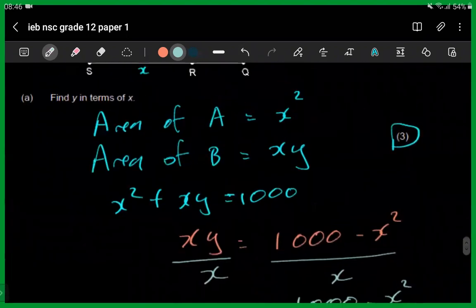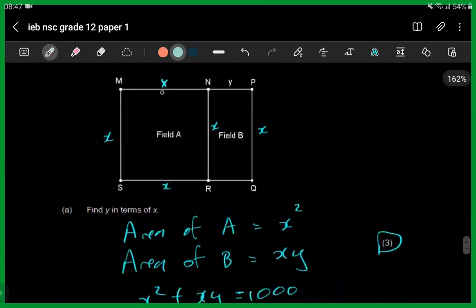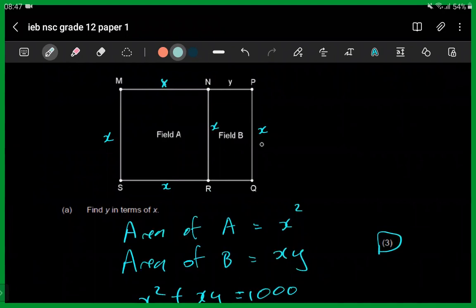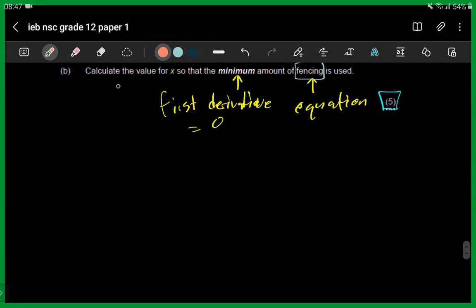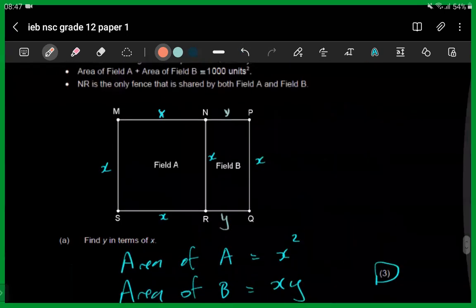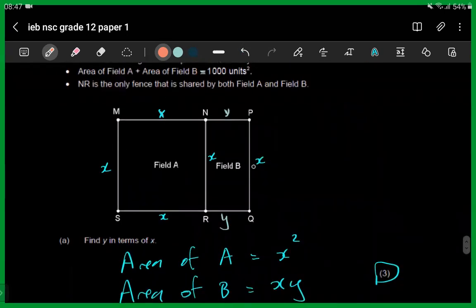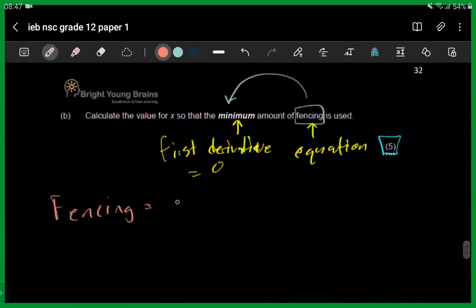So the amount of fencing needed here is obviously going to be x plus x plus x plus x plus x here, plus y, and then plus y. So that's the amount of fencing needed, you see. So let's start there, the fencing needed, right? The fencing is going to be equal to 1, 2, 3, 4, 5x, and then plus 2y, you see.